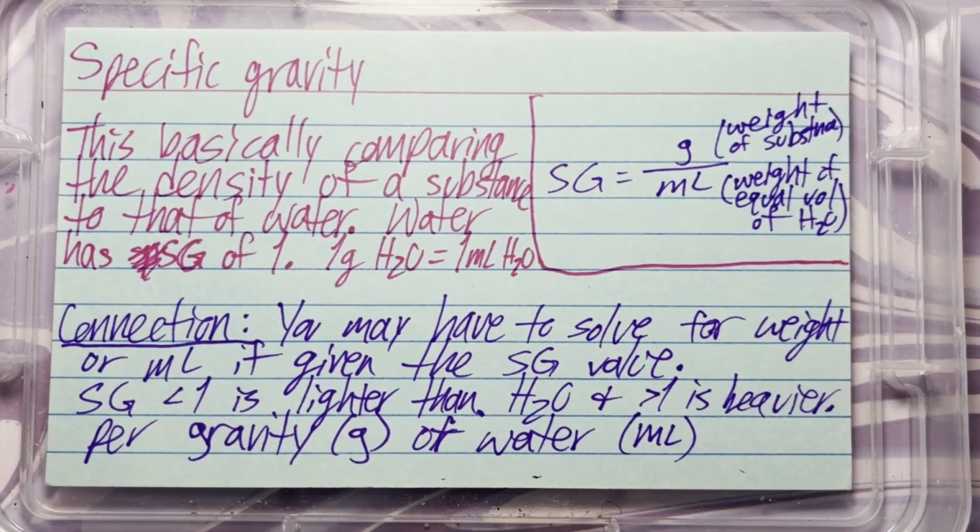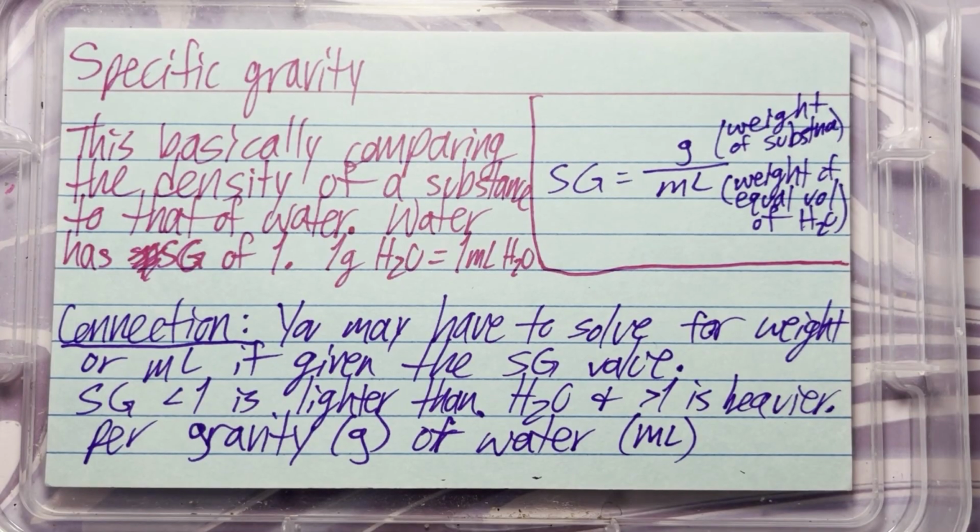Now for specific gravity, you just always know that it's grams per mL. 1 gram of water equals 1 milliliter of water. Water has a specific gravity of 1.